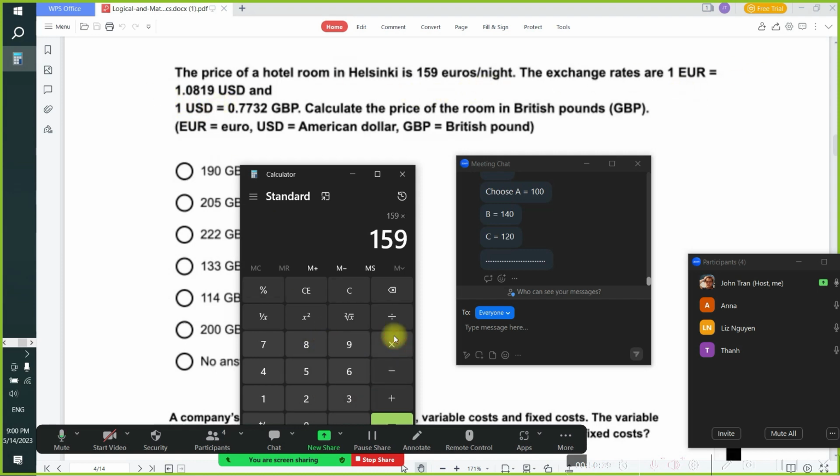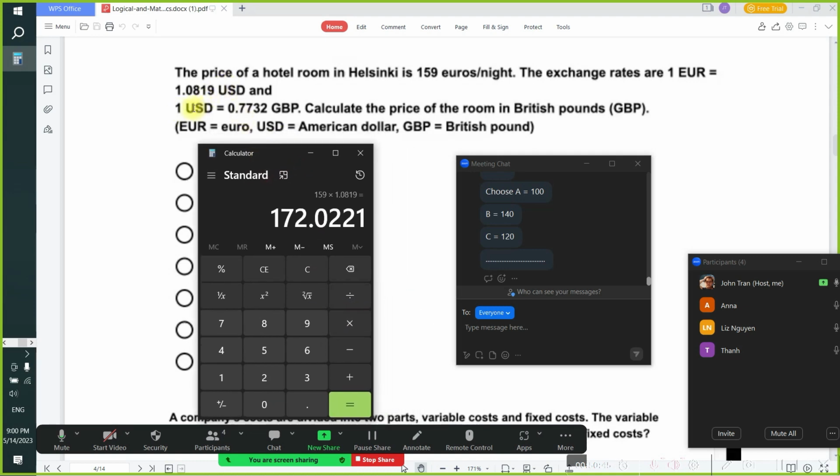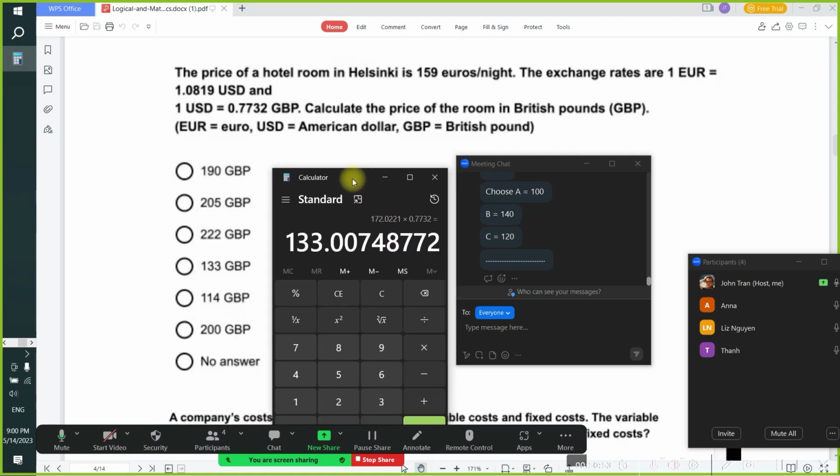Times 1.0819. This is how much in dollars, okay? And then from dollars to Great Britain pounds, you have to times 0.7732. So the answer should be 133 GBP, Great Britain pounds.